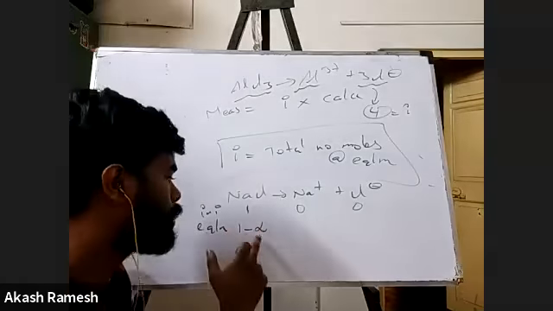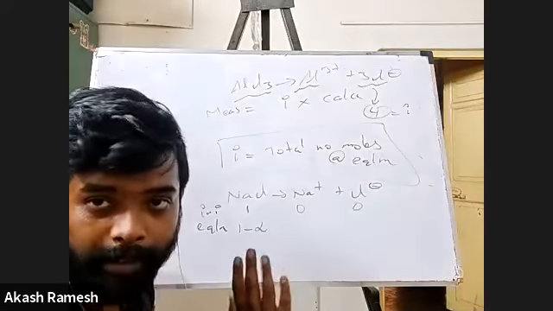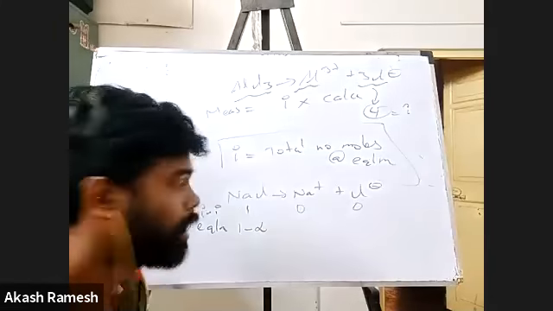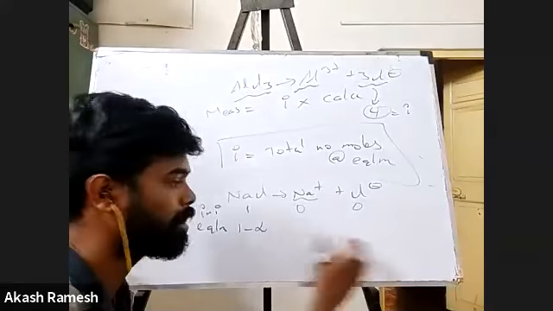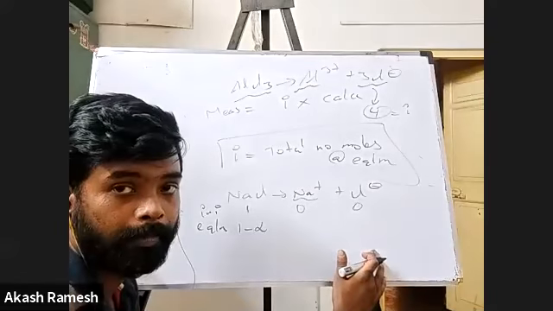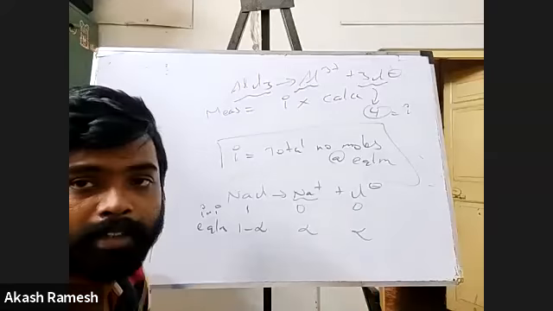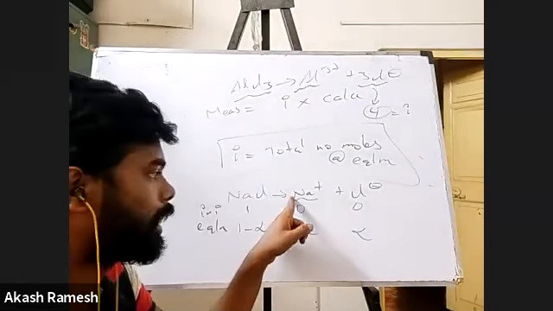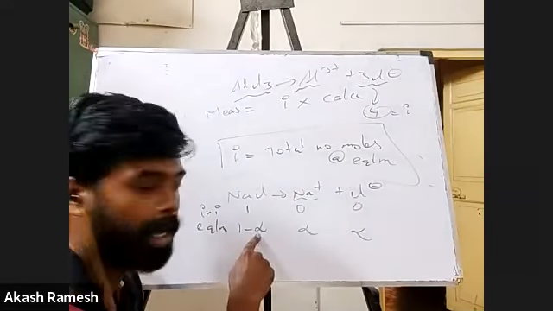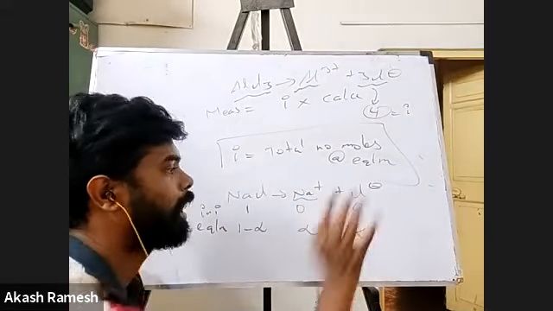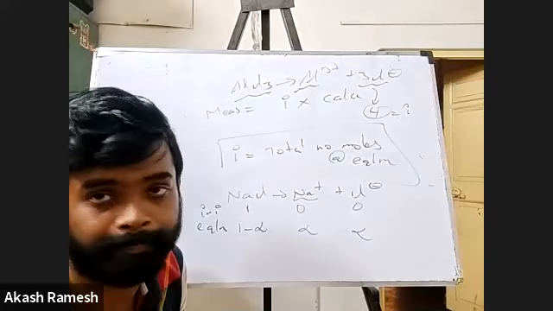So out of 1 mole, some alpha moles would have reacted to form Na plus and Cl minus. What will be the number of moles of Na plus and Cl minus? Can you tell me here and here what value should come? Alpha and alpha. For both of them it is alpha, because 1 mole of this gives 1 mole of Na plus and 1 mole of Cl minus. So if alpha moles are reacting, we get alpha moles of Na plus and alpha moles of Cl minus.